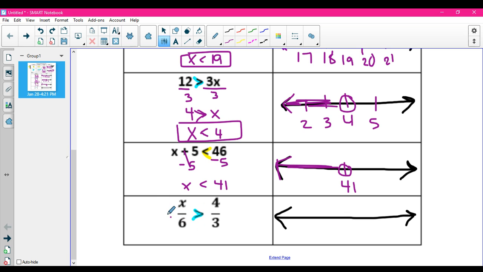Here we need to multiply both sides by 6. So we cancel. This becomes 24 over 3. And when you divide 24 over 3, you get 8. So x has to be greater than 8. So I'm going to put 8 on the number line, open circle, and shade to the right. Because all the numbers to the right of 8 are greater.